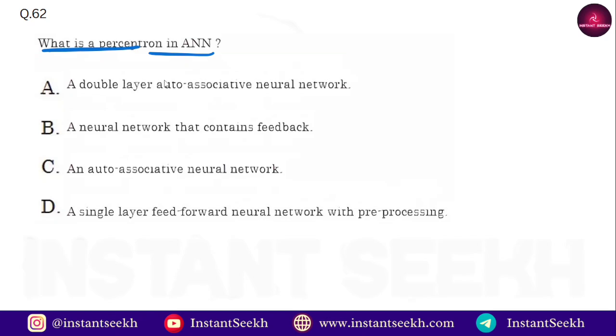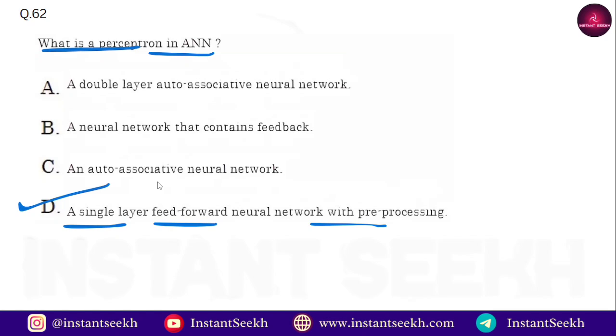So your perceptron is basically a simple type of artificial neural network which consists of a single layer of output nodes connected to a layer of input nodes. It is a feed forward neural network. That means the data moves in one direction, and it includes pre-processing, typically a weighted sum and activation function. So your option D is your right answer for this question. A perceptron is a single layer feed forward neural network with pre-processing.